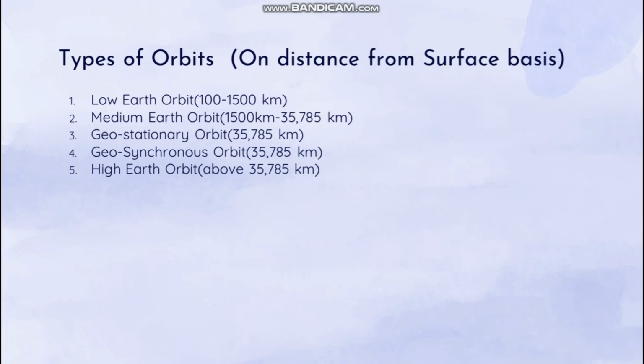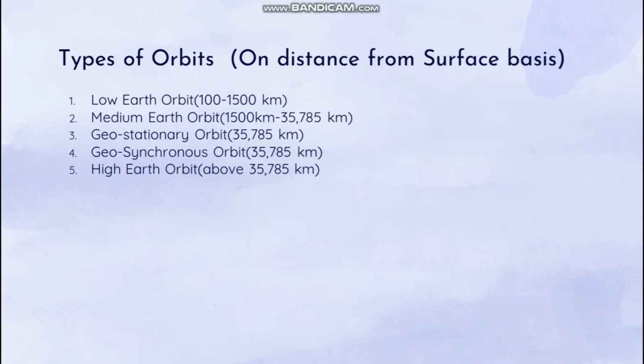Geostationary orbit and geosynchronous orbit, they will be at the same height of 35,785 kilometers. Geosynchronous orbit is inclined at some angle when compared with the geostationary orbit. Geostationary orbit is exactly above the equator, whereas geosynchronous orbit is inclined at some angle. And the next one is high Earth orbit, which is above 35,785 kilometers.